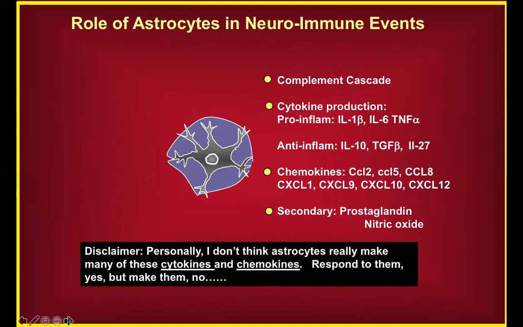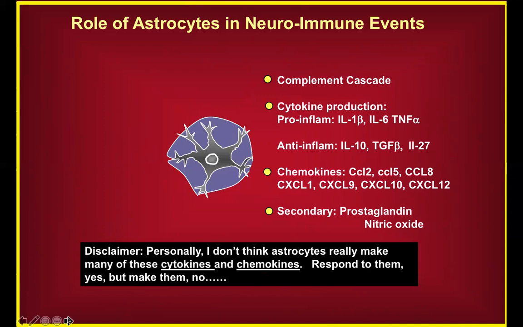Okay. So a little bit more of this idea is that them being involved in complement cascades, cytokine production, chemokines, secondary immune molecules like prostaglandins, nitric oxide. And this is a personal disclaimer because I've done a lot of work on astrocytes and we've done a lot of single cell sequencing. And I really don't think astrocytes make many of these cytokines and chemokines. They respond to them for sure, but I don't think they make them.